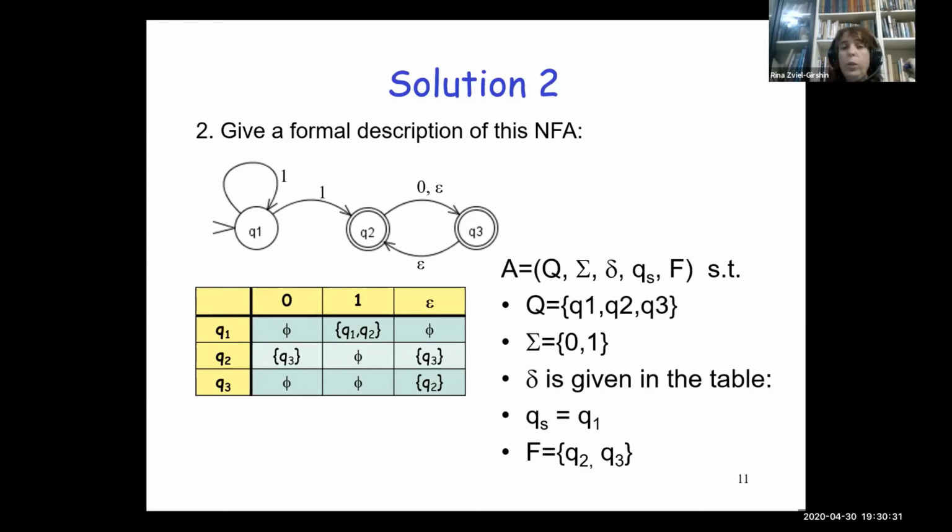Q1 on 0, it's a set. Q1 on 0, it's an empty set. Q1 on 1, now I want to use 1. So Q1 on 1, I can stay in Q1 or I can move to Q2. So please pay attention. The resulting set is a set with Q1 and Q2.